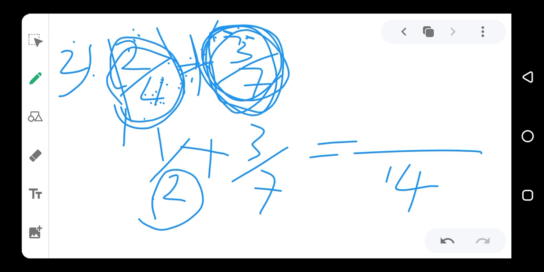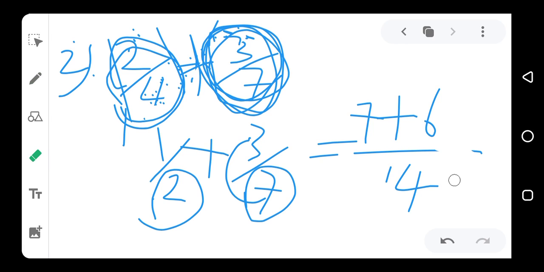we get 7. Then 7 times 1 is 7. Then 14 divided by 7, we get 2. Then 2 times 3 is 6. So the answer is 7 plus 6 over 14, which is 13 over 14. So this is the final answer.